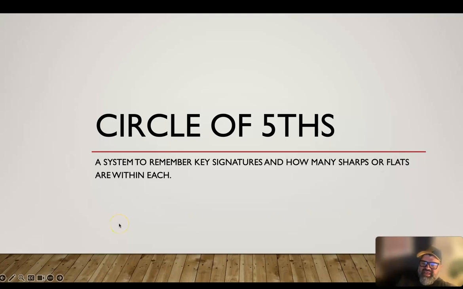It's a system to remember key signatures. Now remember the difference between a key and a scale. The scale is the notes from a given key in ascending or descending order, and using the diatonic scale, you could start on different notes of the key, and you'd have different modes of the scale. But basically, it's key signatures and how many sharps or flats are within each, and how they're connected. Okay, it's quite a useful point.